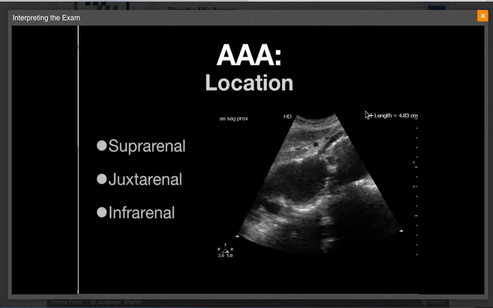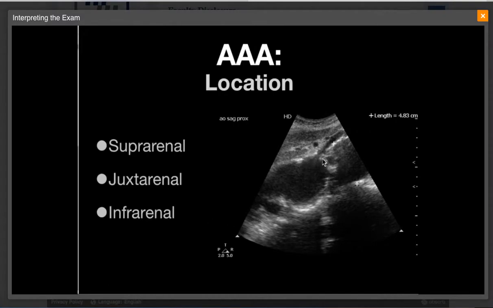Suprarenal aneurysms will be present above the renal takeoffs, while juxtarenal aneurysms involve the part of the aorta in which the renal arteries originate and often involve the renal arteries. Infrarenal aneurysms occur in over 90% of cases and originate below the renal takeoffs. Therefore, it's essential that the distal aorta is visualized when scanning the aorta.